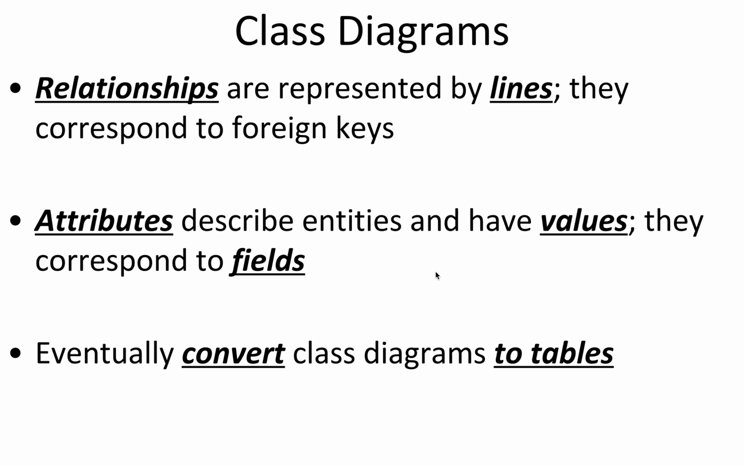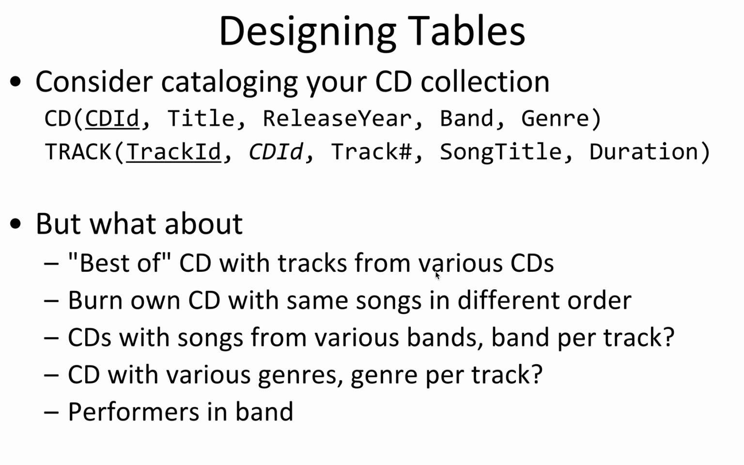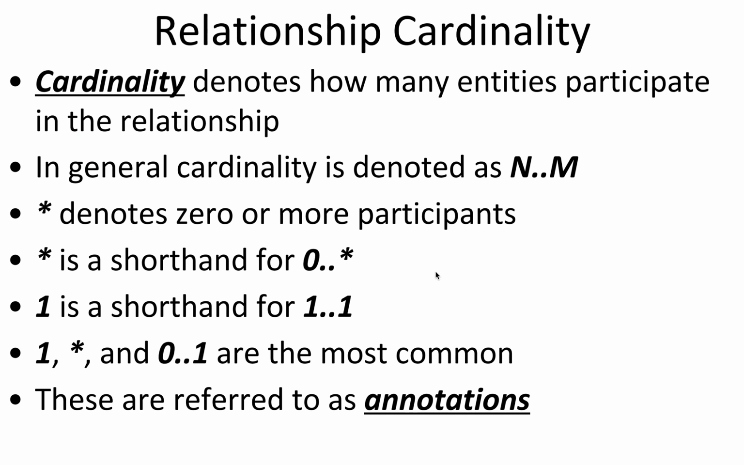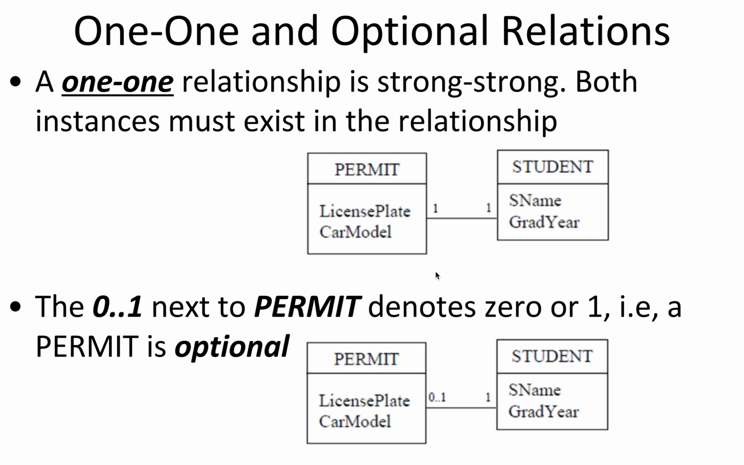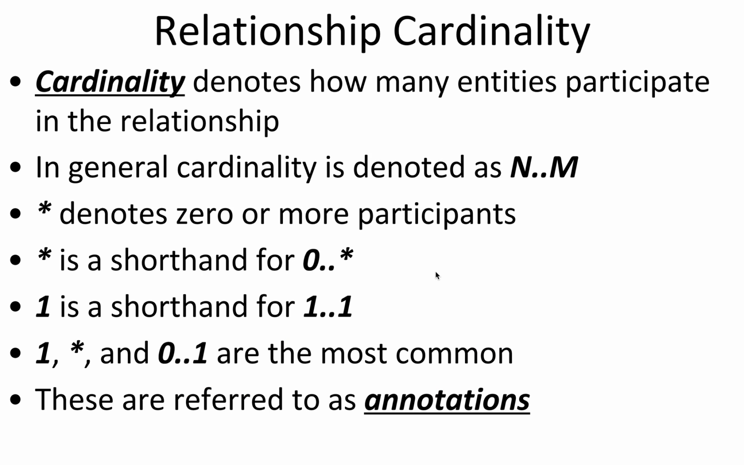So let's, I'm going backwards. So let's look at some of this in a more graphical way in a couple of slides ahead. Cardinality we mentioned earlier. It captures how many of each instance participate in the relationship, and it's denoted as n and m, and it's annotated next to each one of the classes to denote how many are participating.